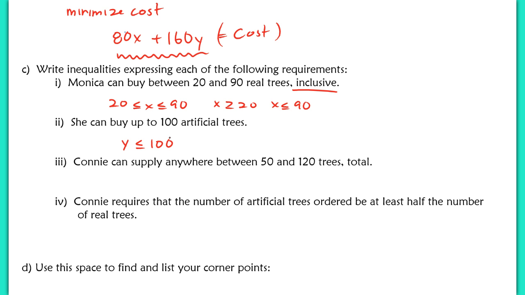Her supplier will supply her anywhere between 50 and 120 total trees. So in this case, I think this is a little bit trickier for you guys because you have to realize there's two different totals. If you add the number of fake and real trees together, then it's going to have to be greater than or equal to 50, and it'll have to be less than or equal to 120. So there's actually two inequalities that come from part 3 here.